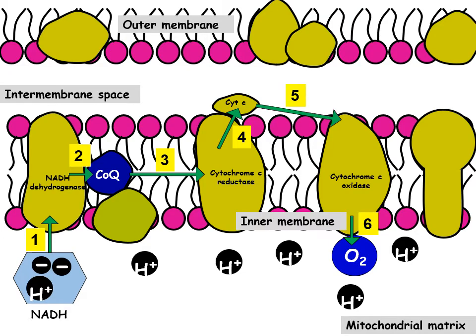So now we look at how electrons from NADH and FADH2 flow through the electron transport chain with the production of ATP. The electron is passed from one carrier to another, along a series of electron carriers in the chain, from less electronegative molecules to more electronegative molecules.